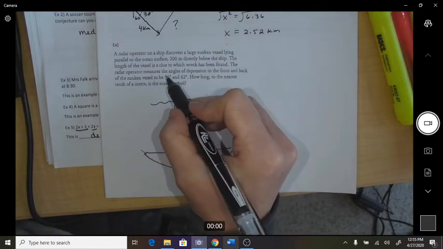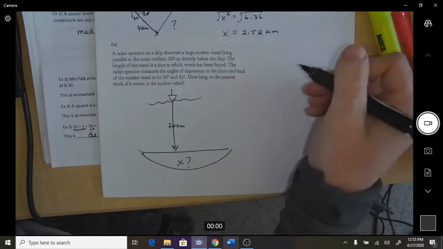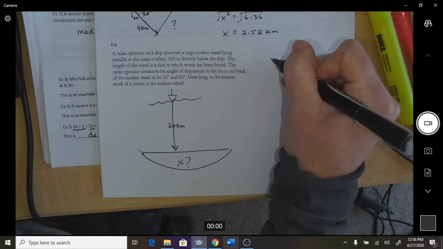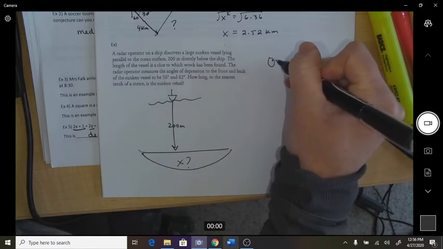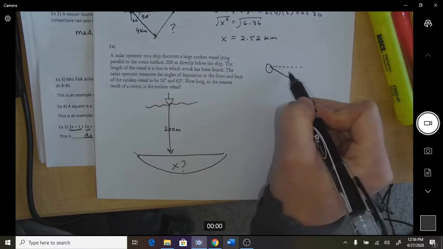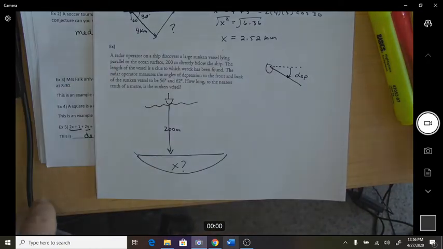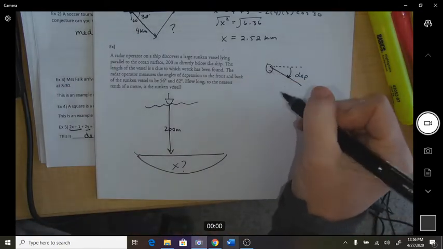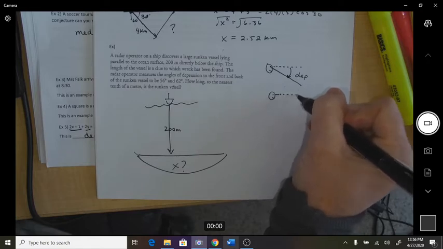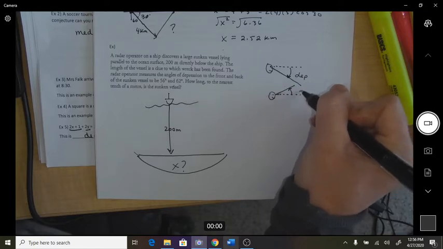The radar measures the angle of depression from the front and the back. So you need to understand the angle of depression and elevation. So if your eyes are looking straight, an angle of depression is flat down. And if your eyes look straight, an angle up is elevation.